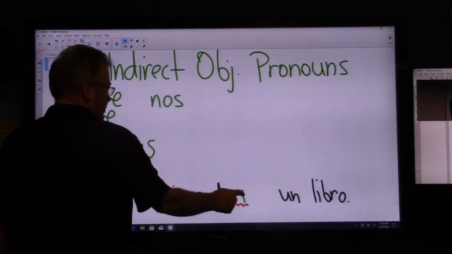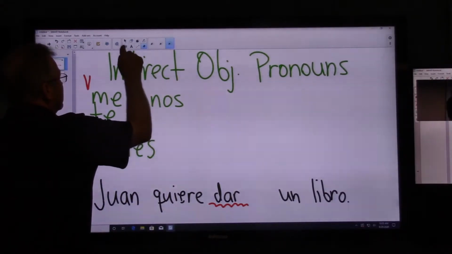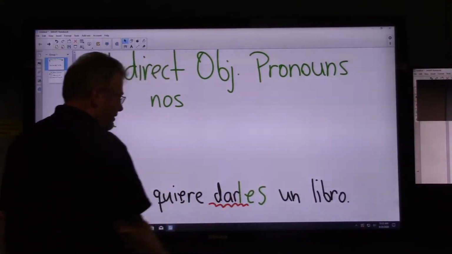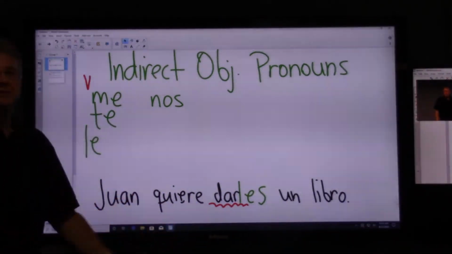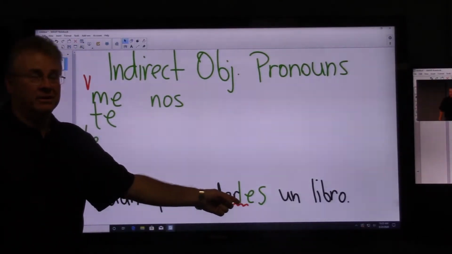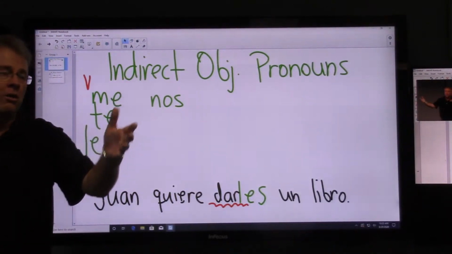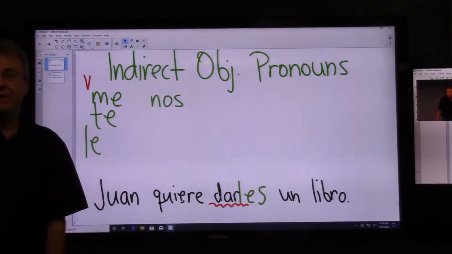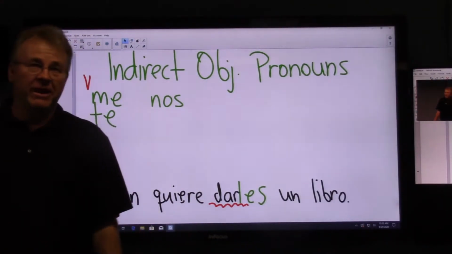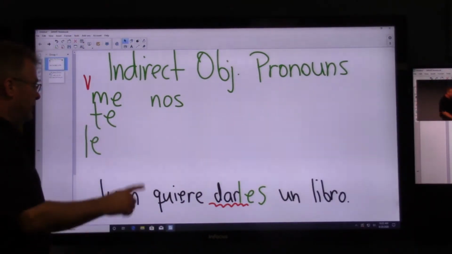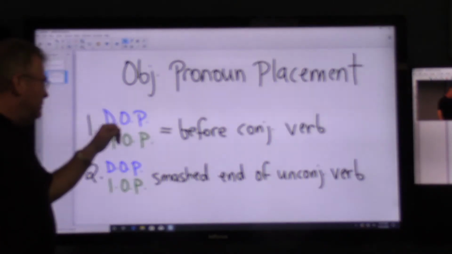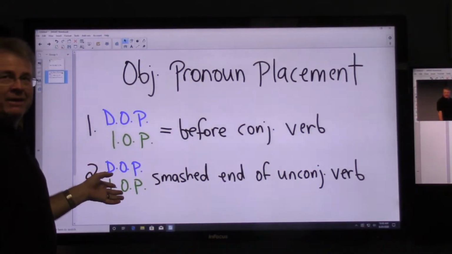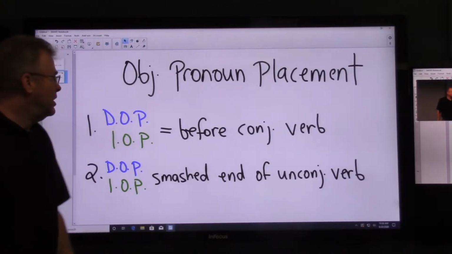Or what if I replace it with les? Juan quiere darles un libro. Now to whom does he want to give the book? Well, he wants to give it either to them, masculine, them, feminine, or you all. We can clarify as necessary at the end. Even though we're smashing the object pronoun on the end of an unconjugated verb, we can still clarify in the same way if we need to. But here we have the option. Again, what's rule number 1? Object pronoun has to go before the conjugated verb, or if we have the option, and we've been practicing that option, smash it on the end of an unconjugated verb.